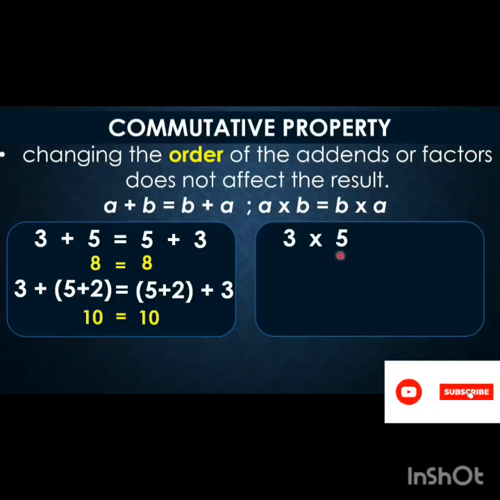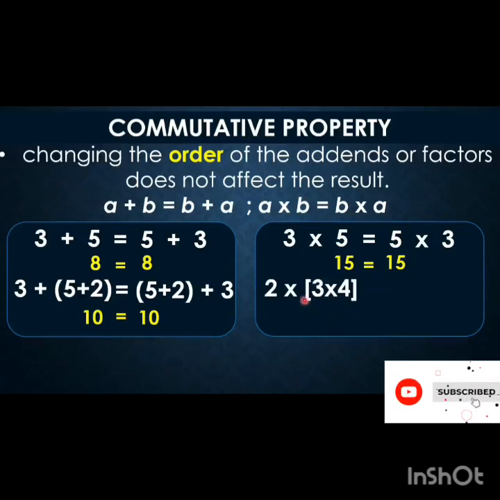In multiplication, we look at 3 times 5 and 5 times 3. 15, and also the left side is 15 and the right side is 15, equal to 15. That's the same. Just like that, 2 times, in the bracket, 3 times 4 is equal to, in the bracket, 3 times 4, times 2. It is commutative.